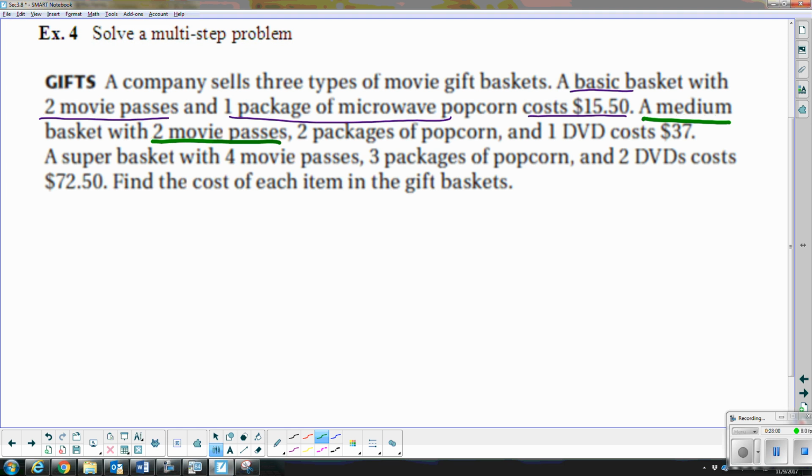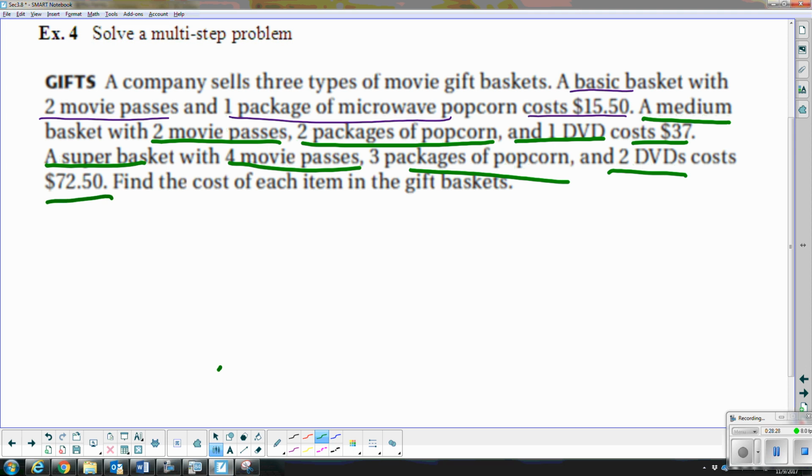Movie passes, packages of popcorn, and DVD, and that has a cost of $37. Super basket, well, that's package C, with movie passes, popcorn, and DVDs, and it has a cost of $72.50. So let's write 3 equations because we have 3 baskets.